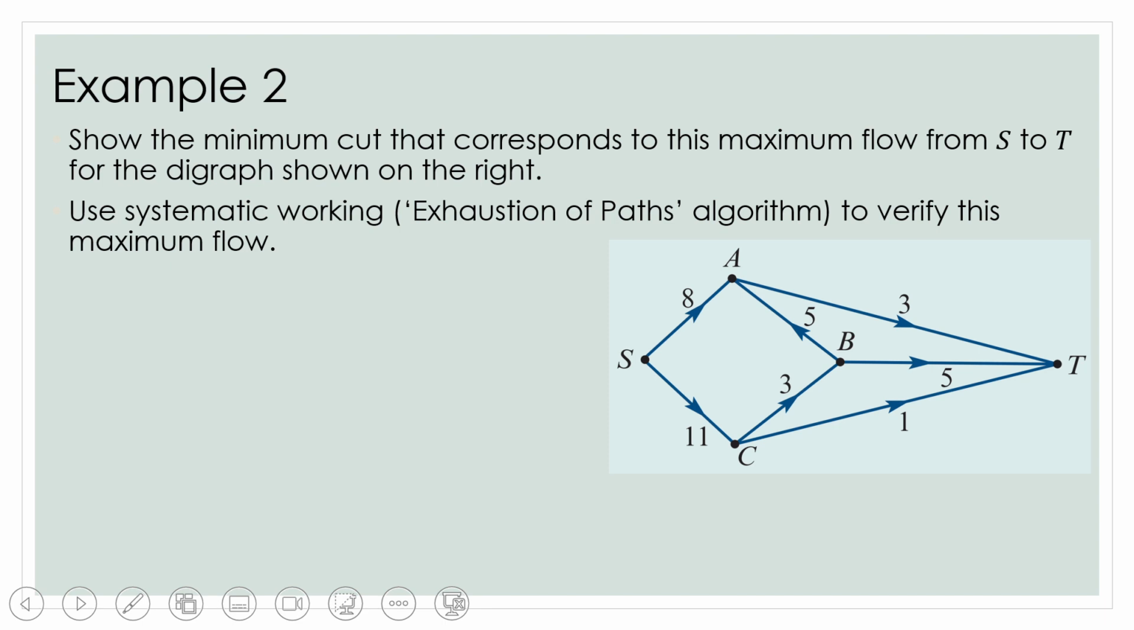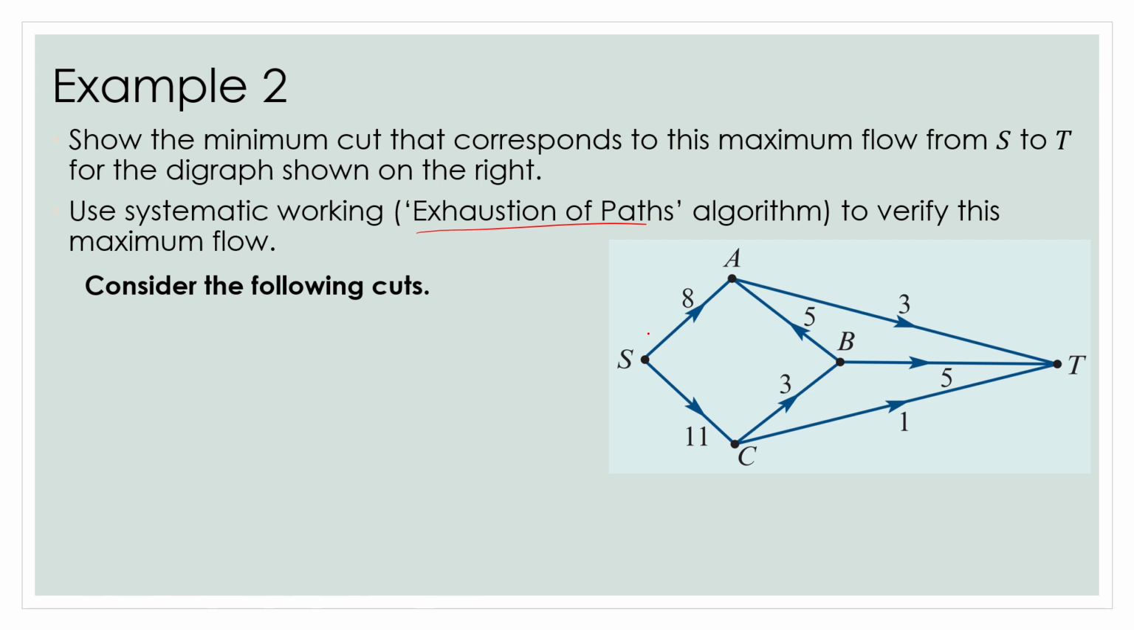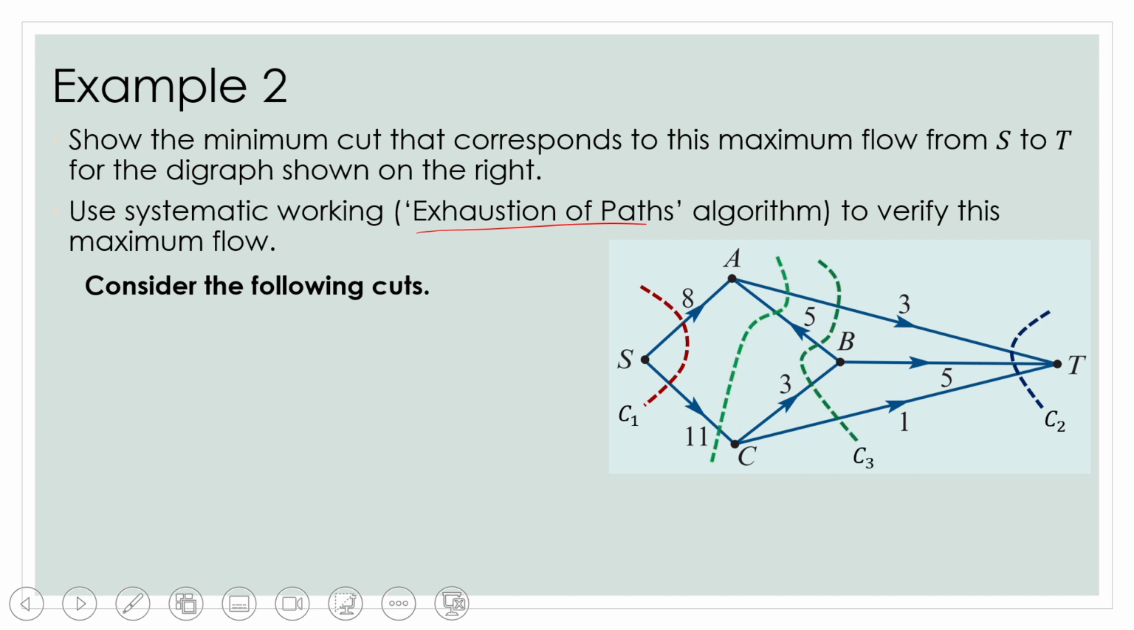Show the minimum cut that corresponds to the max flow from S to T. Use systematic working exhaustion from here to verify your solution. So to verify some of your cuts, you may in fact choose to do something like this. Here's one cut, 8 plus 11. So cut 1. There's another cut over there on the side, cut 2. Here's another example of a cut here, cut 3, cut 4. I think that's about all of them.